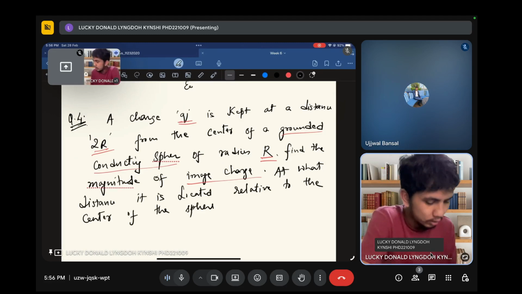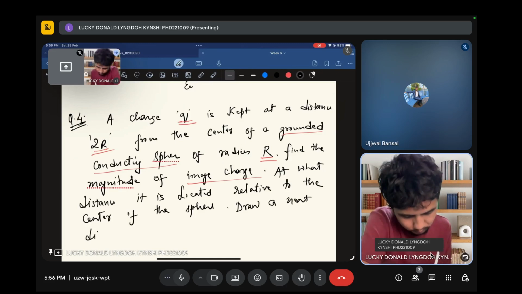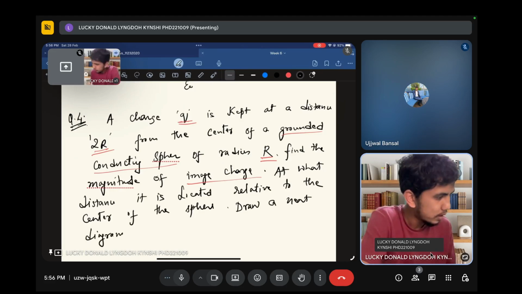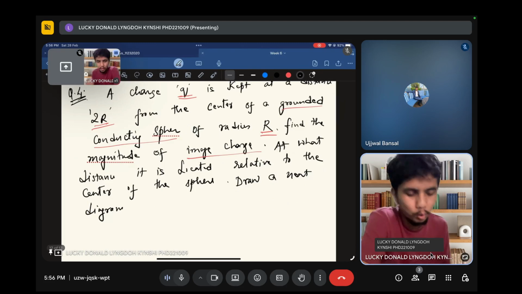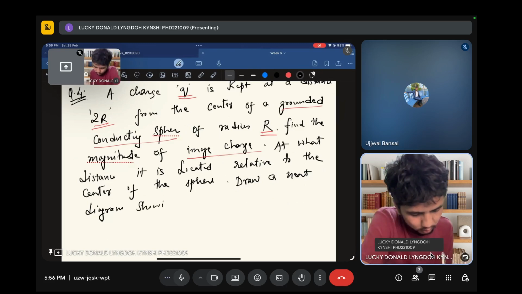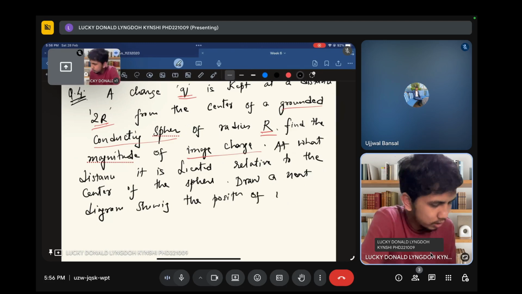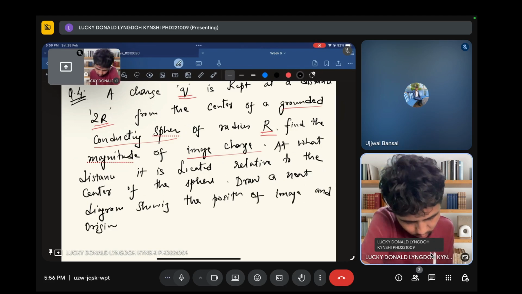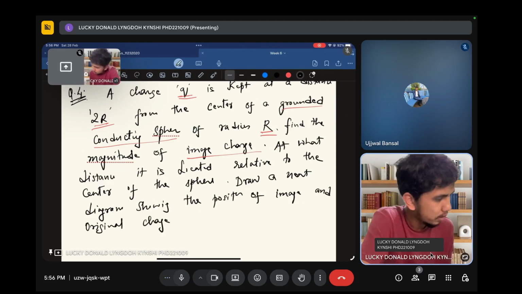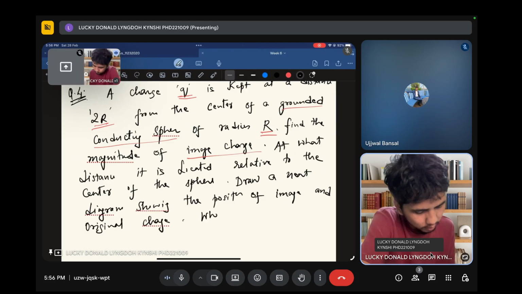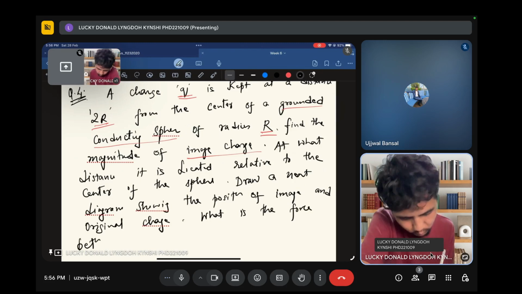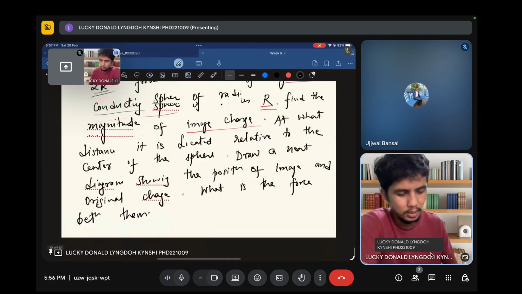Okay, I just repeat, and draw a neat diagram. That's the next question, draw a neat diagram, showing the position of the image charge. I will not write the whole question. Draw a neat diagram showing the position of the image charge and original charge, and also, what is the force between them. Okay, it's slightly long, but I'll show you.